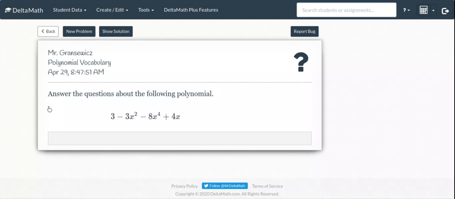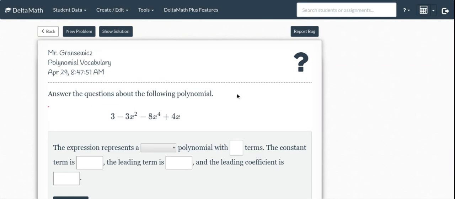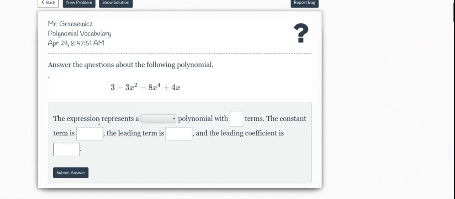And this last one is polynomial vocabulary. So this looks a little intimidating, but it's not too bad. It wants to know if it's a quadratic, which means that the highest power is to the second, quintic is to the fifth, linear is to the first, quartic is to the fourth, cubic is to the third. I don't know why they don't go in order. It's a little mixed up here. But my highest exponent is to the fourth, right there. So that makes this a quartic. Okay? And it has 1, 2, 3, 4 terms.